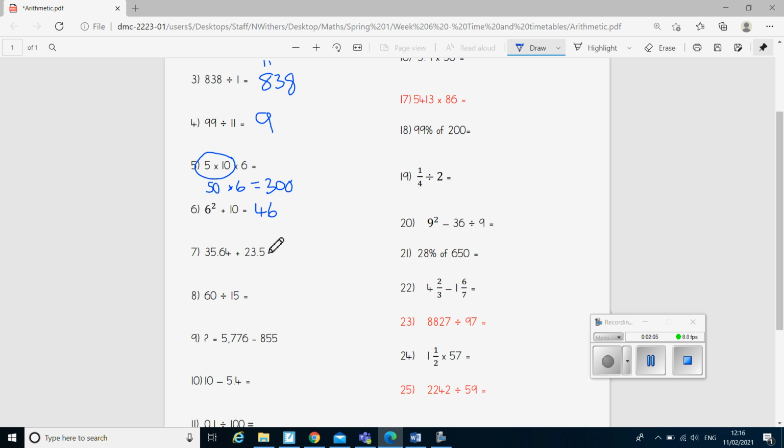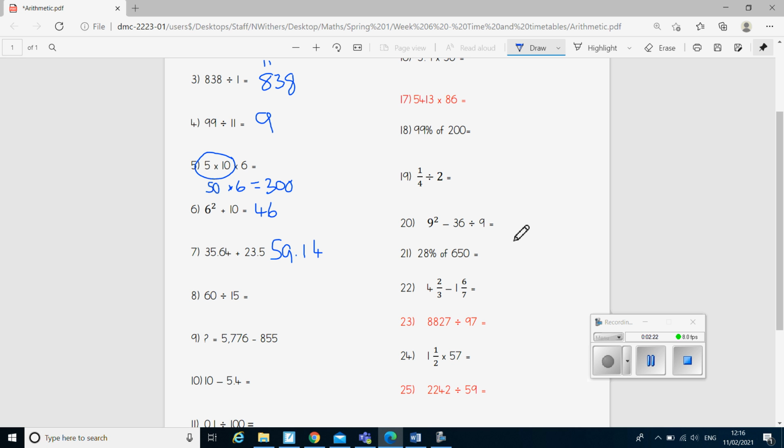Question 7 is a column addition. As long as you line the digits up with the decimal point in the correct place, you should have got the right answer for that one. And the answer we were looking for there was 59.14.